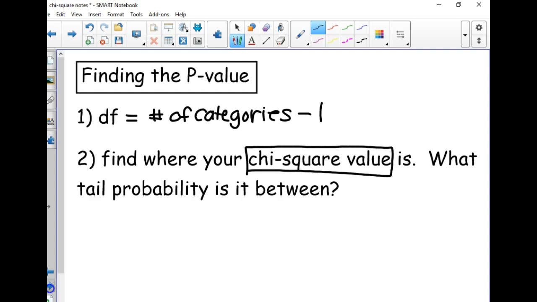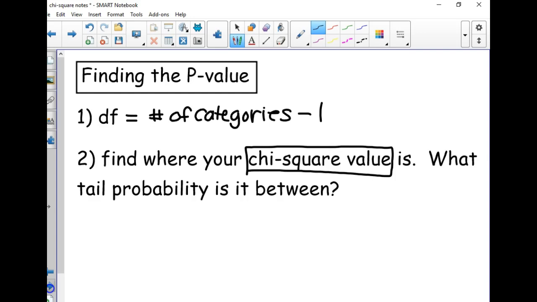And we're going to get some practice with it, but what you're going to do is look at your degrees of freedom, find your chi-squared value in that row, and then see what tail probability it is in between. So you're probably thinking right now, what exactly do I need? The main thing you need to get from this slide is, in order to find your p-value, the two things you need right now are the degrees of freedom and the chi-squared value. The chi-squared value comes from step 4, and the degrees of freedom you find.